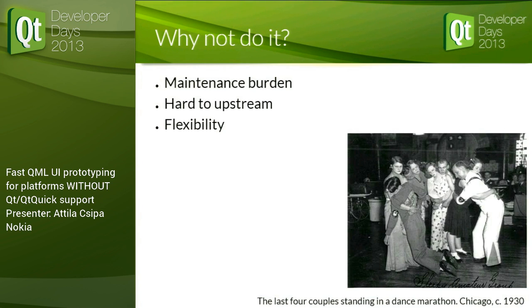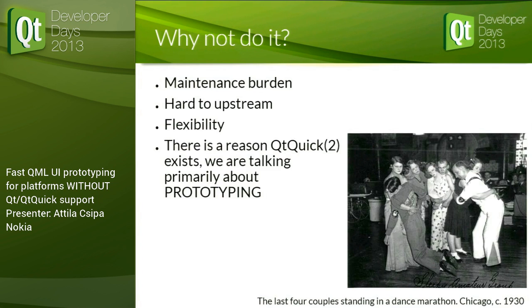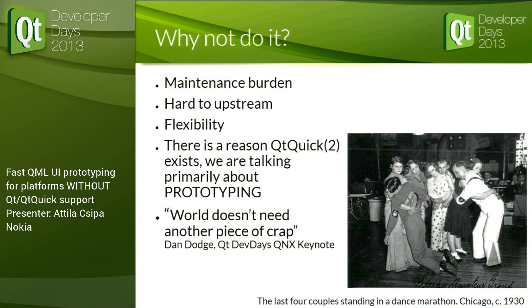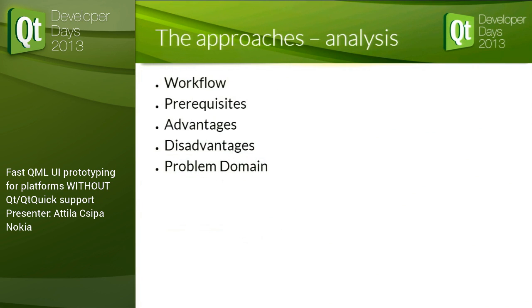And of course, there is limited flexibility. You cannot use everything you had in QML. You have to keep in mind what the platform has for you. And there is a reason QtQuick exists. It's cool. Use it whenever you can. This is for cases where you cannot use it. So this is just for the prototyping part. As Dan Dodge, the QNX CEO, said in today's keynote, the world doesn't need another piece of crap. So when you are prototyping, keep in mind it's a prototype. When you have a solution, please implement it correctly. This is really just a faster way of getting to the target.